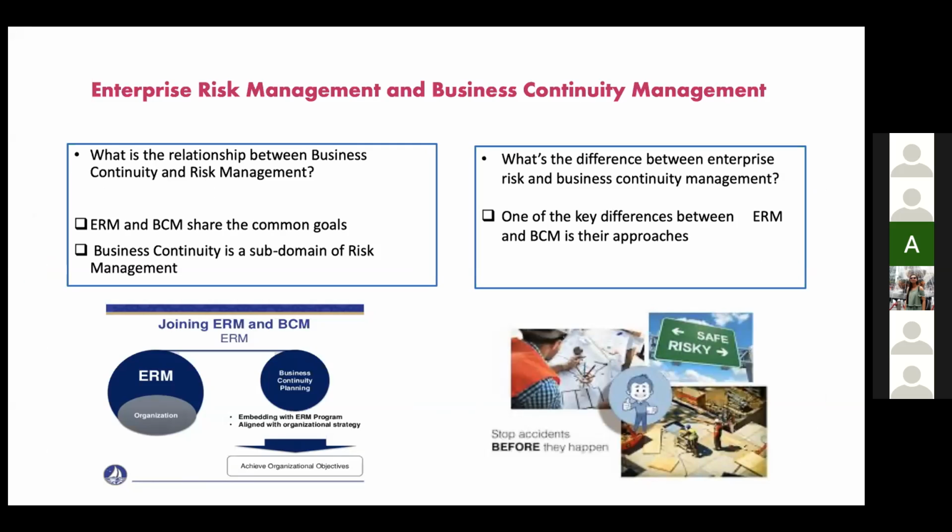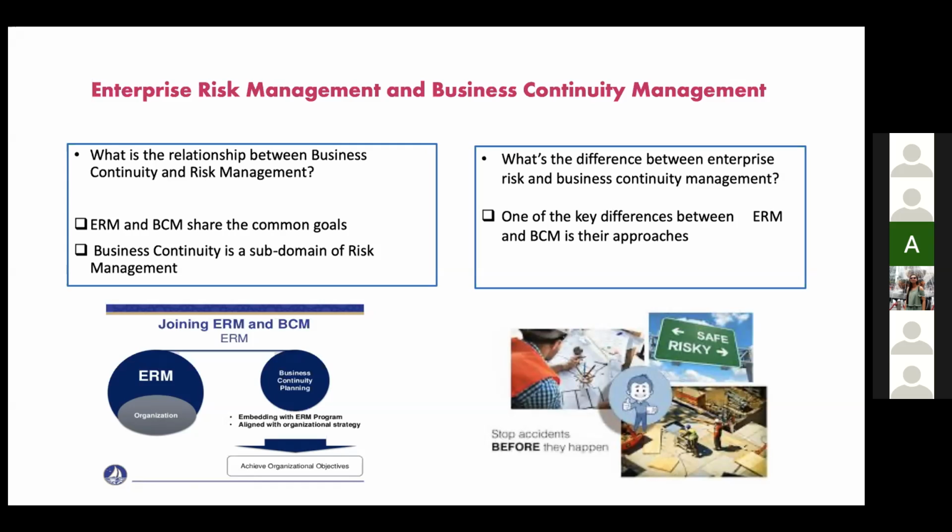Yes, this one. So, what is the relationship between business continuity and risk management? We can see a diagram here. So, in an organization, how ERM and BCP can join each other, how they implement their plan, and the result they achieve, the organizational objectives.